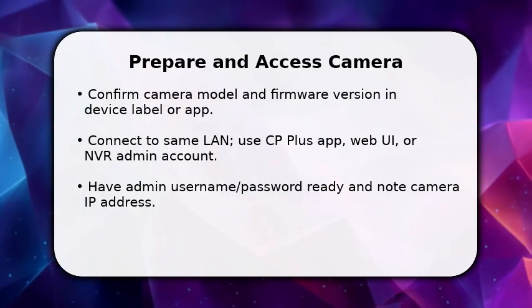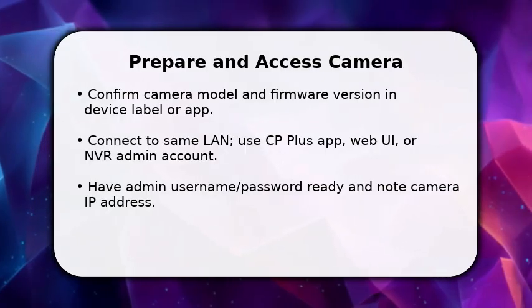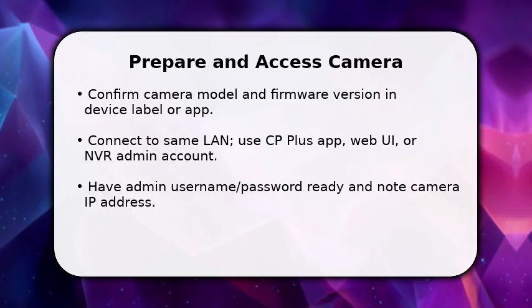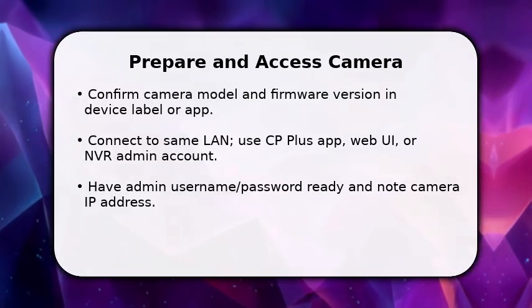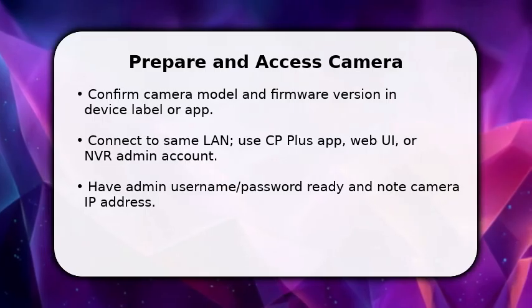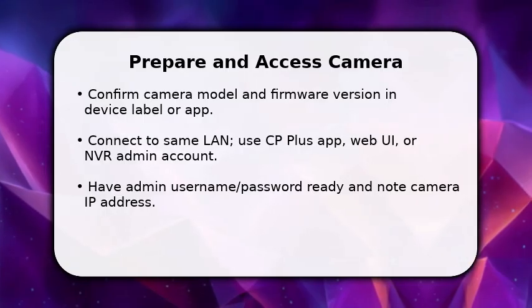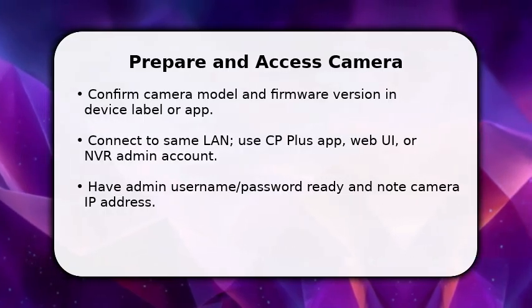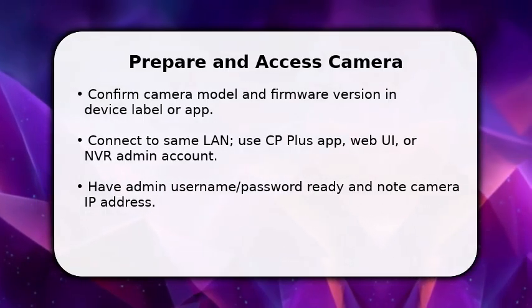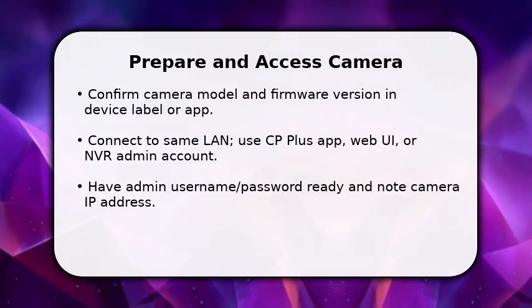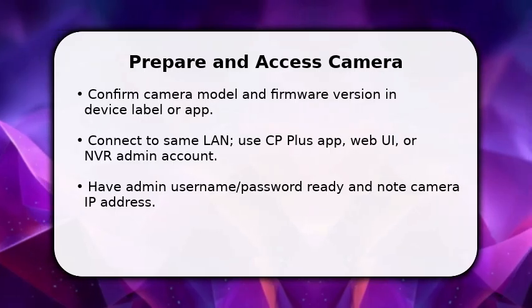You start by confirming model and firmware so you know which menu to expect. Once done, connect your phone or PC to the same network and open the CP Plus mobile app or the camera's web interface. Log in with the admin account. Make sure you have the correct password. If using an NVR, select the camera channel and open Live View settings. This gets you to the device controls quickly without guessing where IR settings live.